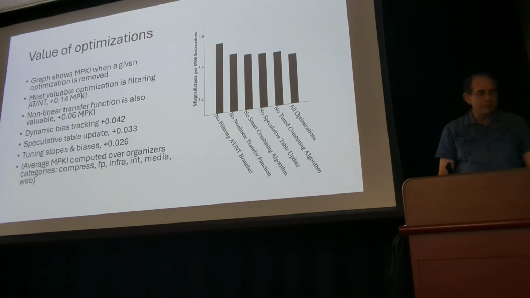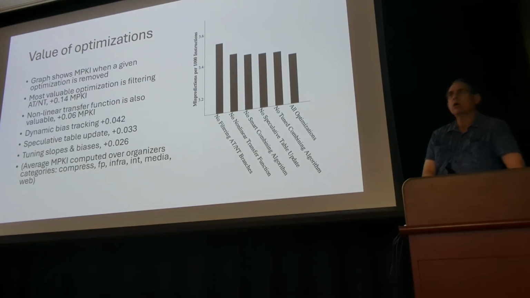So that helps something. Dynamic bias tracking, that additional component for combining the two predictions: if I get rid of that, it's plus 0.042 MPKI. Speculative table update, I thought that would buy more, but it gets 0.033. Tuning the slopes and biases just took a lot of computing time and only helps plus 0.026. I'll leave it in there. And so this average MPKI is computed over all the categories.